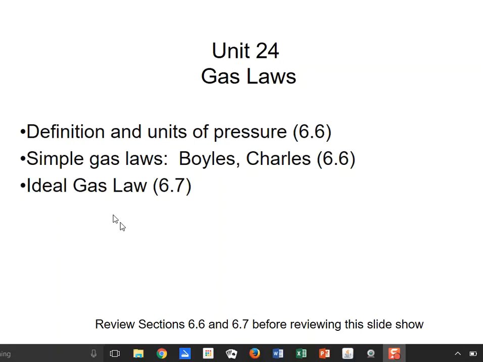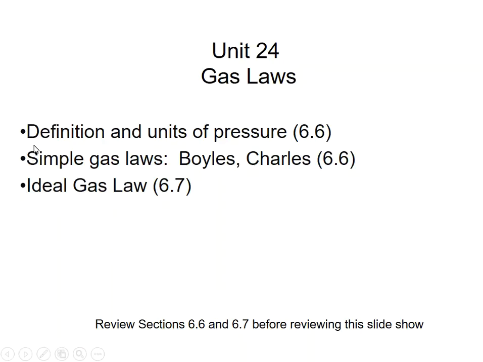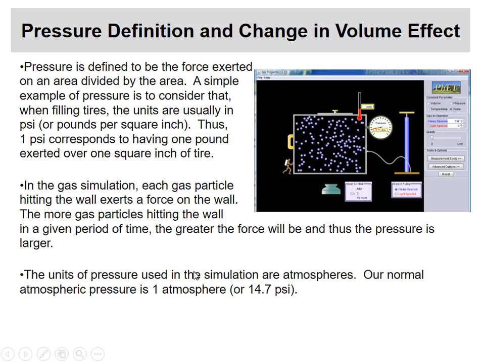So we'll start with looking at our definition and what our units are that we talk about in terms of pressure. We'll look at what we call the simple gas laws: Boyle's law, Charles's law, Avogadro's law, names like that. And we'll get something called the ideal gas law. We fundamentally have really two gas laws we'll get out of this. One of them comes out of all these simple gas laws and comes into one law. And the other one is a little bit different, deals with how many moles of things that we've got. It would be helpful for you to take a look at units 6.6 and 6.7 before you take a look at this slideshow. So you can see the simulation will be coming up here.